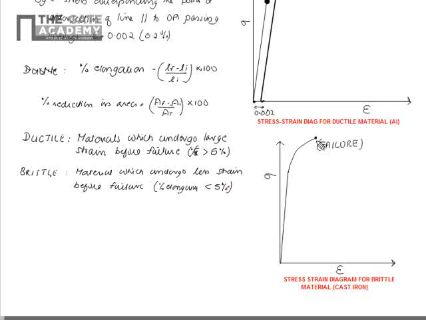For structural members, ductile materials are preferred because they give an indication of failure. That is, after reaching UTS, before failure it shows large deformations or large elongations, telling that the material is going to fail, so that we have time to replace it. Therefore, in most structural applications, ductile materials are preferred to brittle materials.